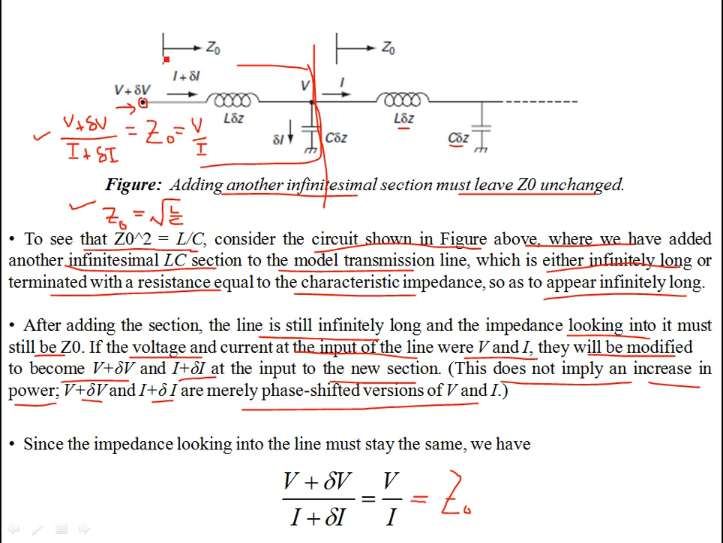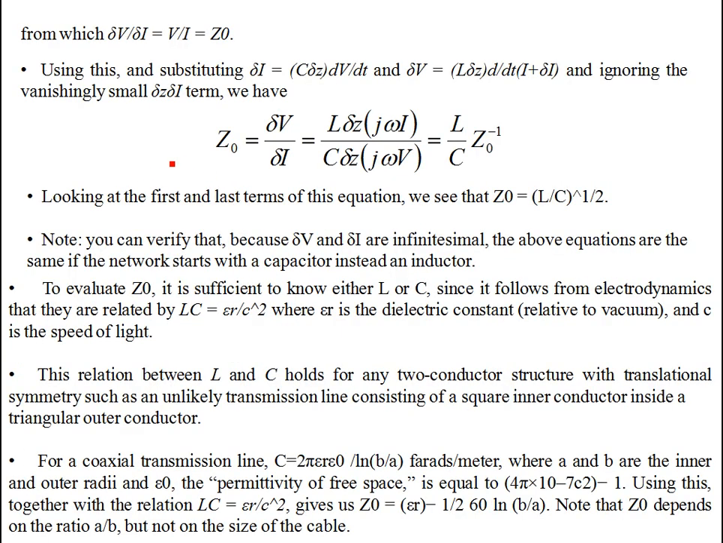The wavelength is very small and we have the phase variation. That's why we are considering the distributed elements C and L. So these are distributed elements. Okay. So once again, we have this V plus delta V, I plus delta I, V over I as Z naught, from which it follows that delta V over delta I is Z naught.